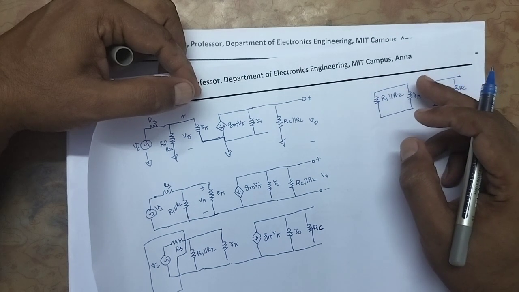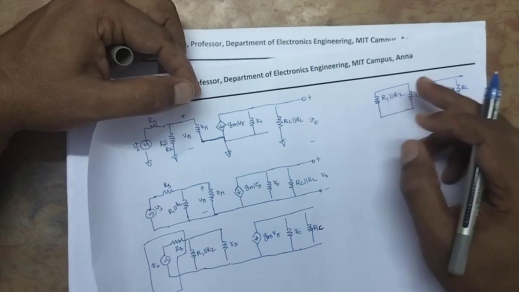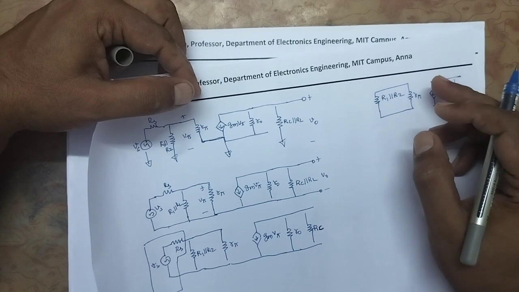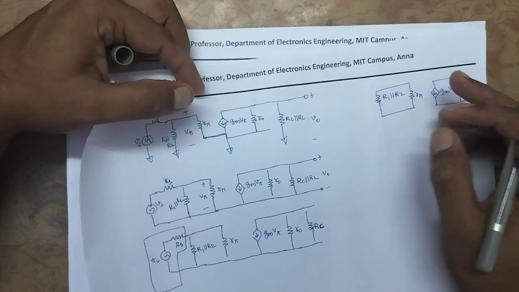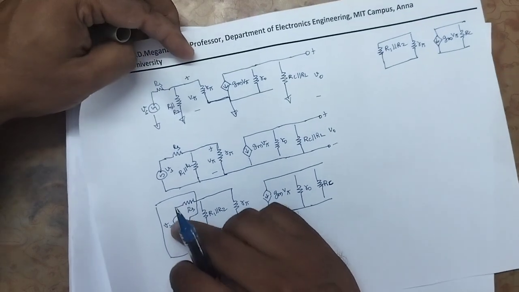The current will flow through the resistance. That voltage divided by current will be the resistance value. Like that only we will measure. Here Vs, we don't know about the Vs source.